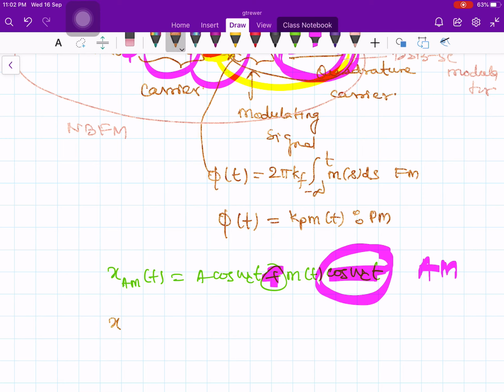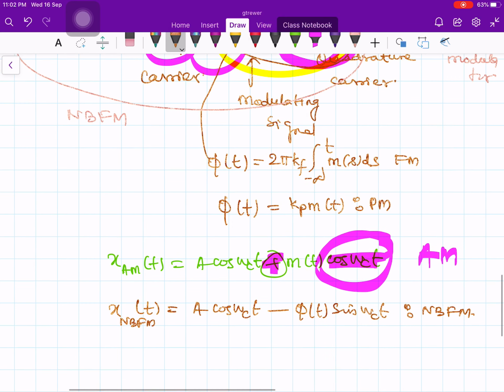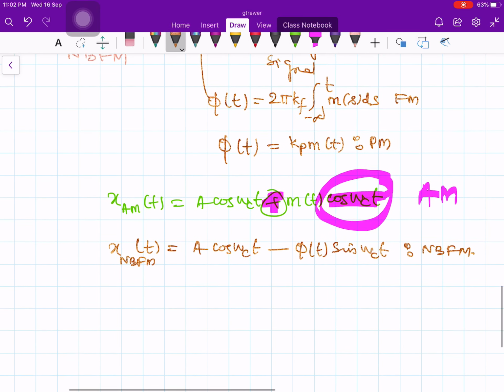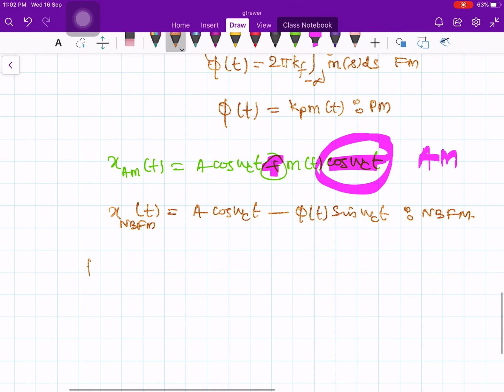x narrowband FM of t is equal to a cos omega ct minus, instead of plus I put minus, phi of t times the quadrature carrier sin omega ct. This is narrowband FM. Now, realization of the narrowband FM signal. How do you realize this?